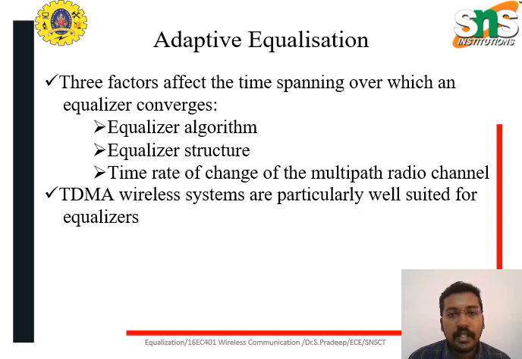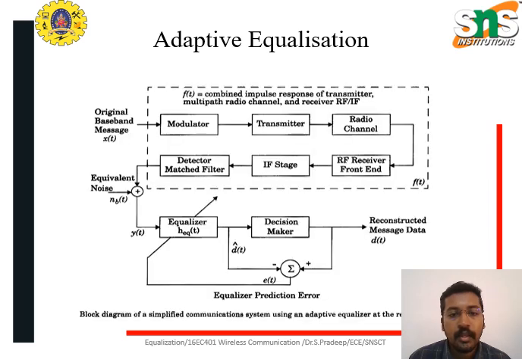Three factors affecting the time span over which an equalizer converges. First one is equalizer algorithm, second one is equalizer structure, and third one is time rate of change of the multipath radio channel. This is the block diagram of a simplified communication system using an adaptive equalizer at the receiver side.